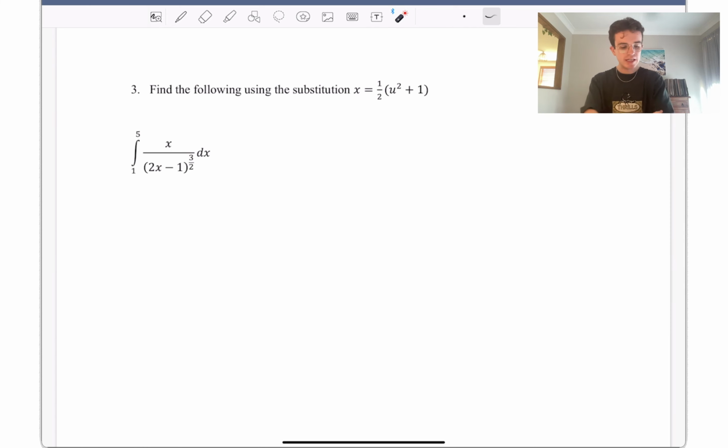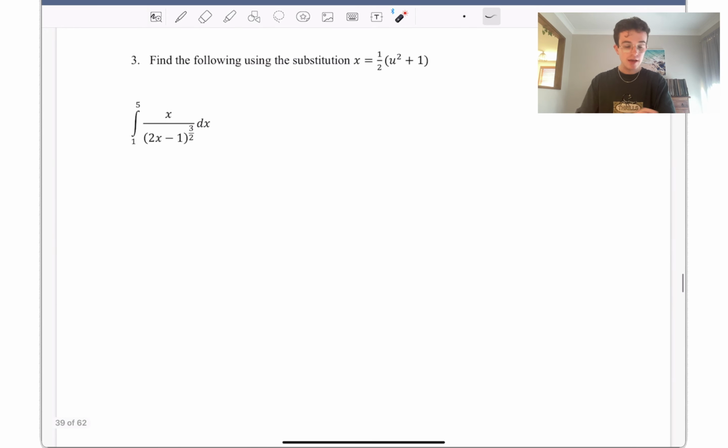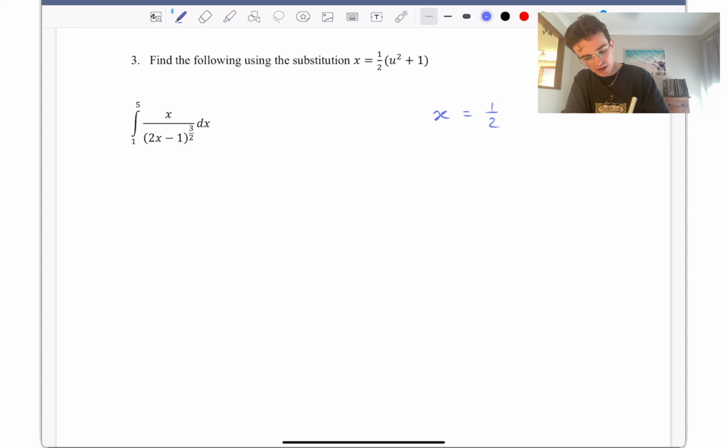We're attempting to find the integral from 1 to 5 of x on (2x minus 1) to the 3 on 2, and we're using the substitution. Let's just expand it straight up. x is equal to a half u squared plus a half. If we differentiate that, dx is equal to a half times 2, which is 1, so dx is u du.